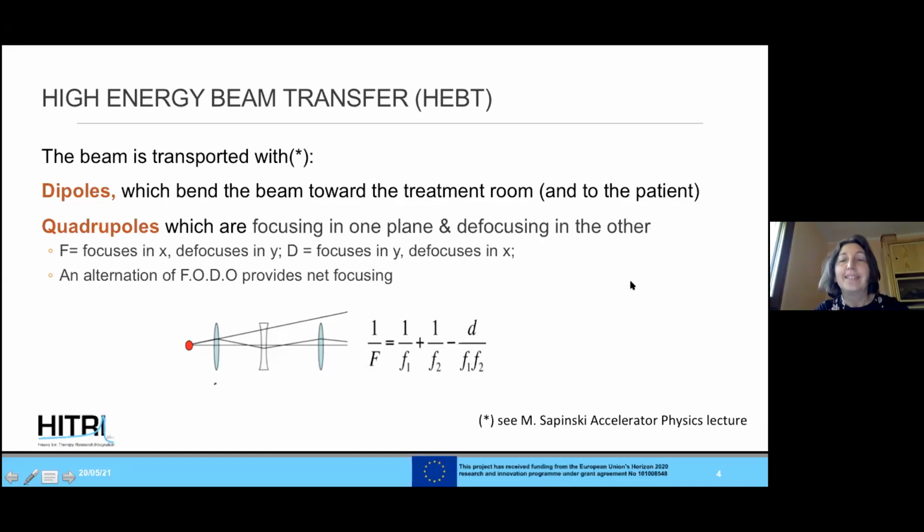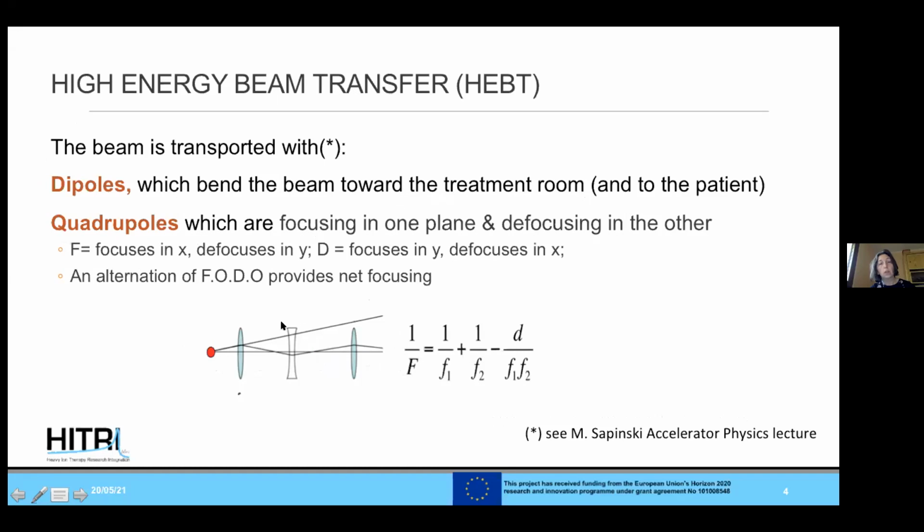Now, again, a recap of the accelerator physics lectures that Pajus gave a few days ago, because all the basis lies on what he showed you. So we need dipoles which bend the beam and send it where we want, to the treatment room and to the patient. And we need quadrupoles to focus the beam. Unfortunately, quadrupoles focus in one plane, but they defocus in the other. We call it F when it focuses in the horizontal and defocuses in the vertical, and vice versa, D when it does the other way around. And an alternation of focusing and defocusing elements provides a net focusing effect. So we are in good hands if we rely on quadrupoles.